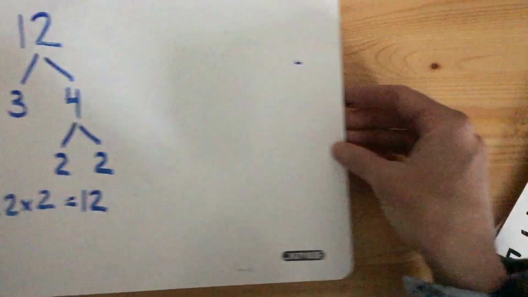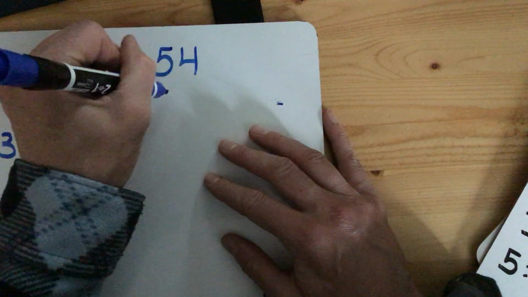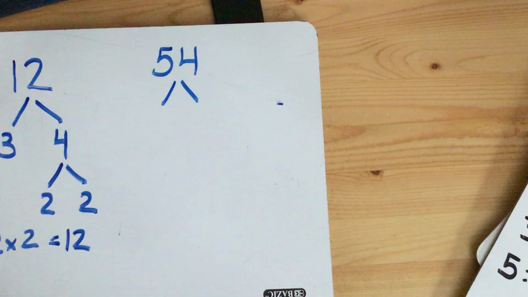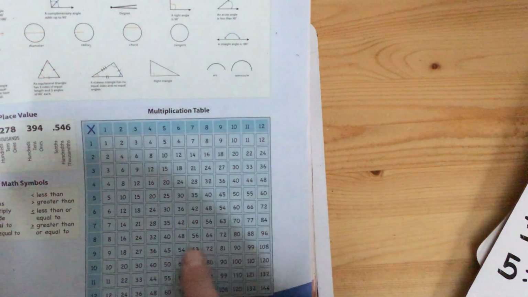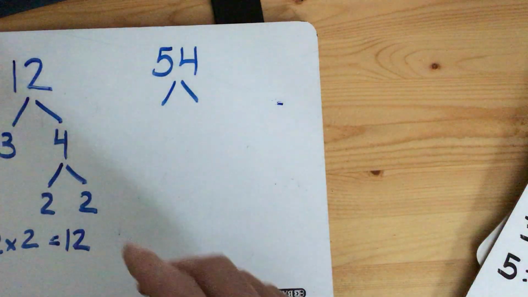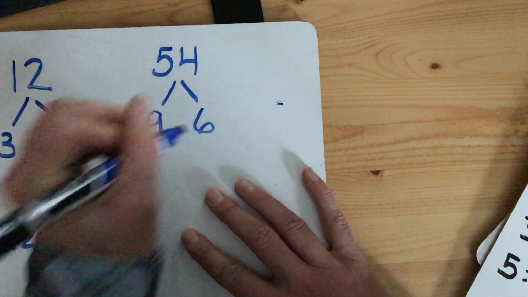Let's look at a factor tree of 54. So first of all, I have to ask myself, what times what equals 54? And if I'm not too sure, I can always look on here for the number 54, see if I can find it right there, go across. 9 times 6 equals 54. So then I can split into 9 and into 6.